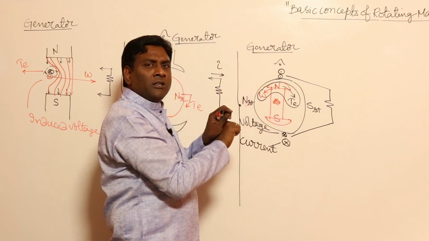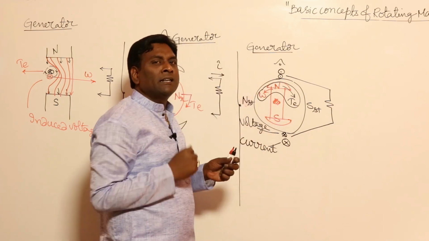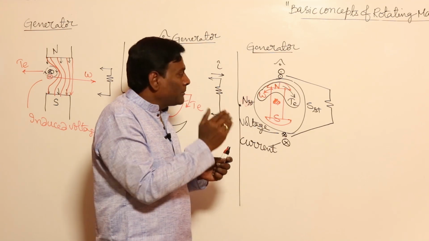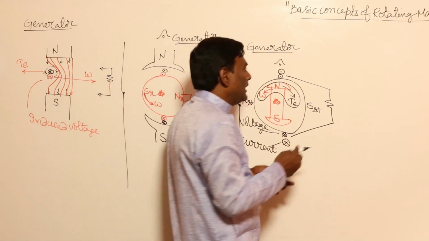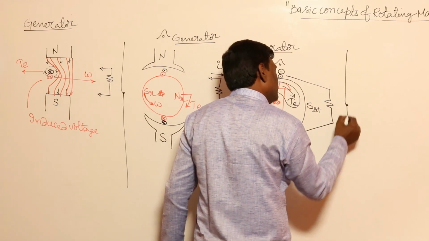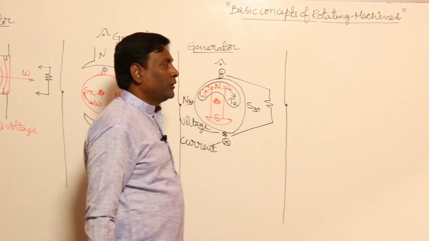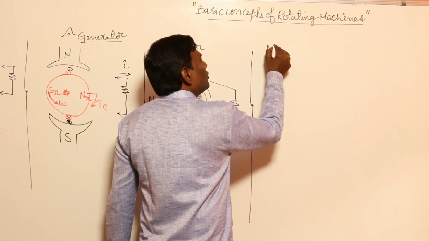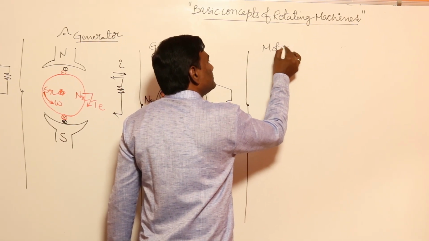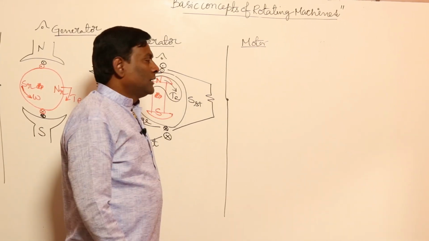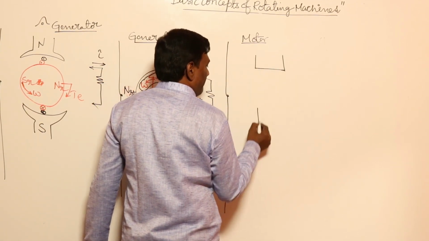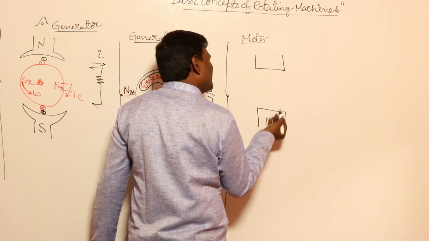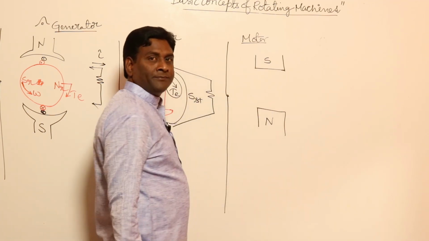Beyond that opposition, if you rotate, my prime mover rotates the generator, such that prime mover supplies mechanical power and generator supplies electrical power. Now let us think of motor. Okay. Now in motor, maybe let us consider this as N pole, S pole. What's a big deal?